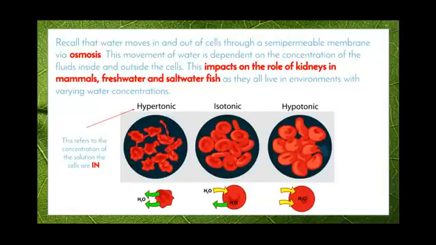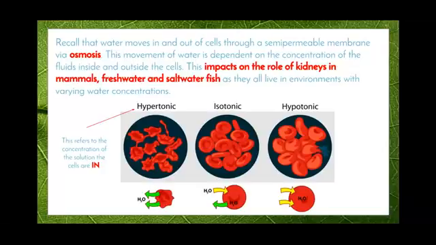Before we move on, we might want to recall that water moves in and out of cells through a semi-permeable membrane through the process of osmosis. This movement of water is dependent on the concentration of fluid inside and outside of the cells. This impacts on the role of kidneys in mammals, freshwater and saltwater fish, as they all live in environments with varying water concentrations. In this picture, you will see 3 different types of solutions with blood cells placed inside them.